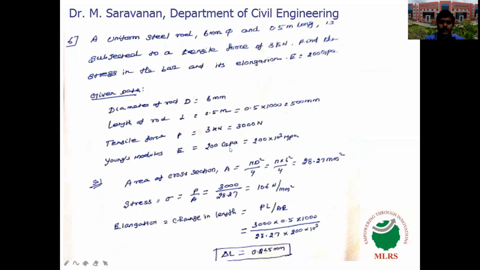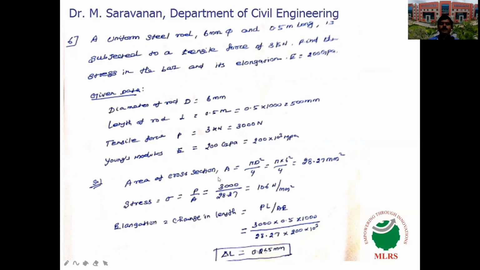The given data are diameter 6 mm, length 0.5 meters, so 500 mm, and tensile load P 3 kilonewton, 3000 Newton, and Young's modulus E given 200 gigapascal. So 200 into 10 power 3 megapascal. Giga means 10 power 9, so 10 power 3 into mega, 10 power 6.